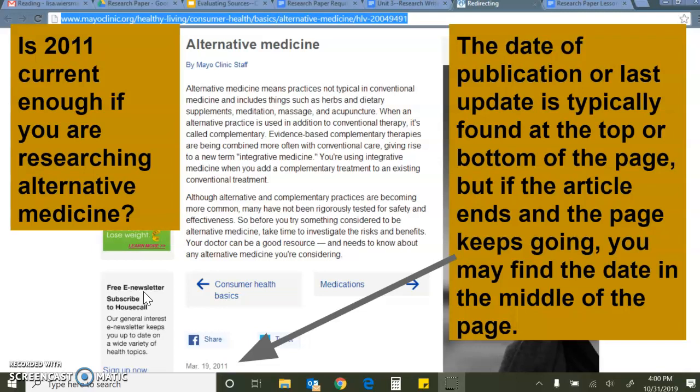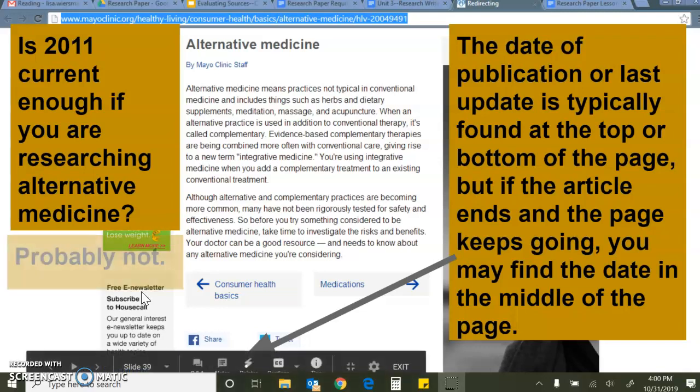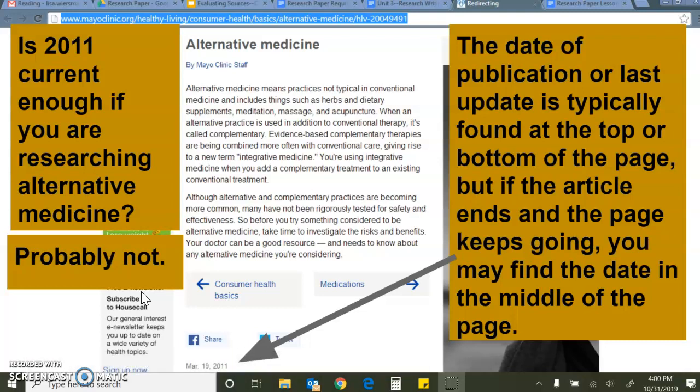So we find here March 19th, 2011 for this article. If you were researching alternative medicine, would 2011 be current enough? Probably not. Since it's something health-related, medicine-related, it would be good to have more recent information, probably not older than 5 years, preferably 3 or less.